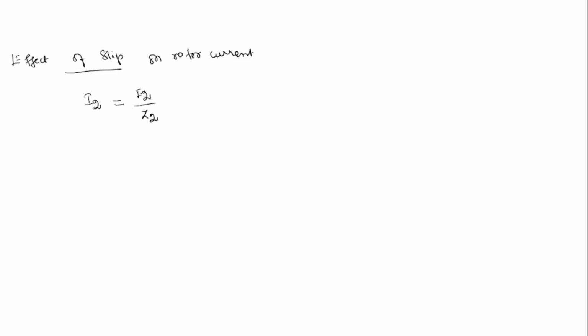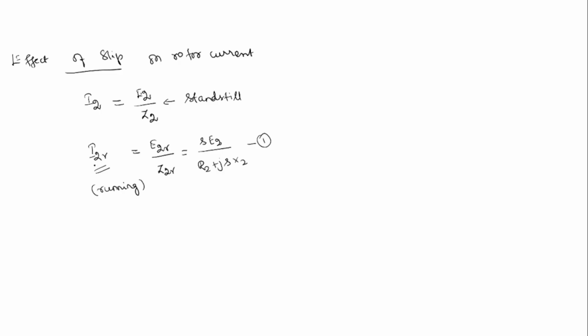The rotor current I2 will be equal to E2 by Z2 under standstill condition, that is when the rotor is not rotating. Whenever the rotor starts rotating, I2 will become I2R. This depends on E2R divided by Z2R. E2R we have already derived as S into E2, and Z2R we know is R2 plus j into S into X2. So this is I2R, the current flowing through the rotor under running condition. Due to the presence of slip, the magnitude of the current also changes.